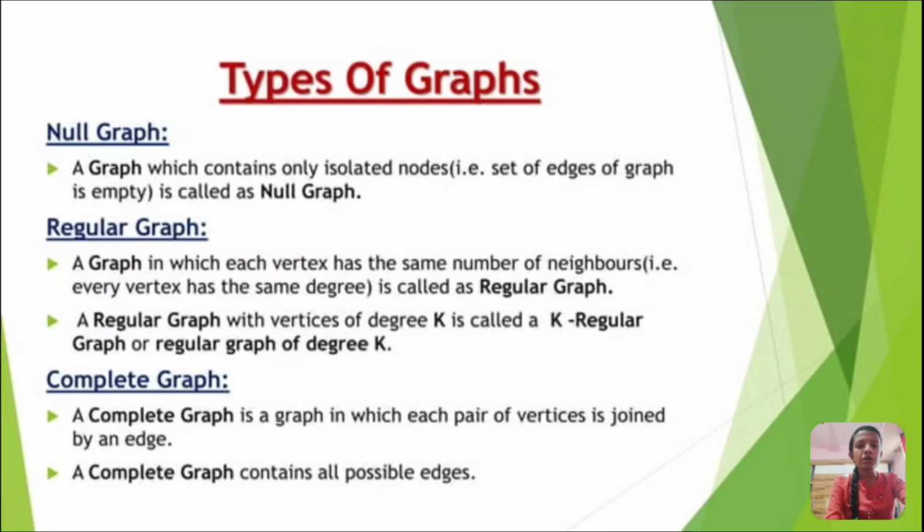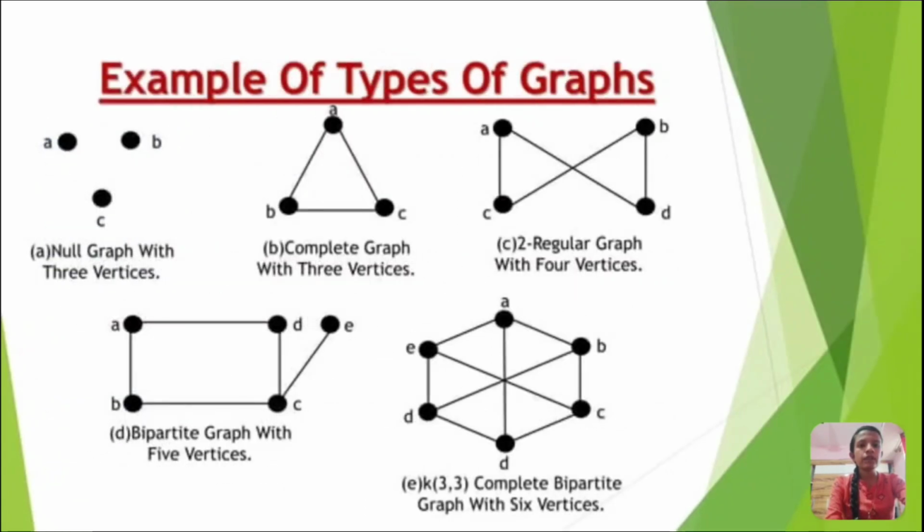Coming to the next one, complete graph. A complete graph is a graph in which each pair of vertices is joined by an edge. A complete graph contains all possible edges. Examples of types of graphs are: first one is null graph with 3 vertices, where it does not contain any edges. The second one is complete graph with 3 vertices. Third one is 2-regular graph with 4 vertices. D is bipartite graph with 5 vertices.